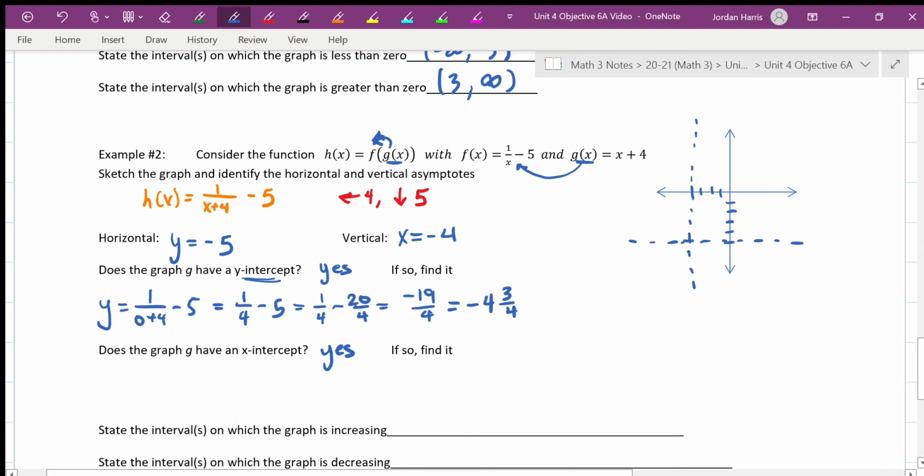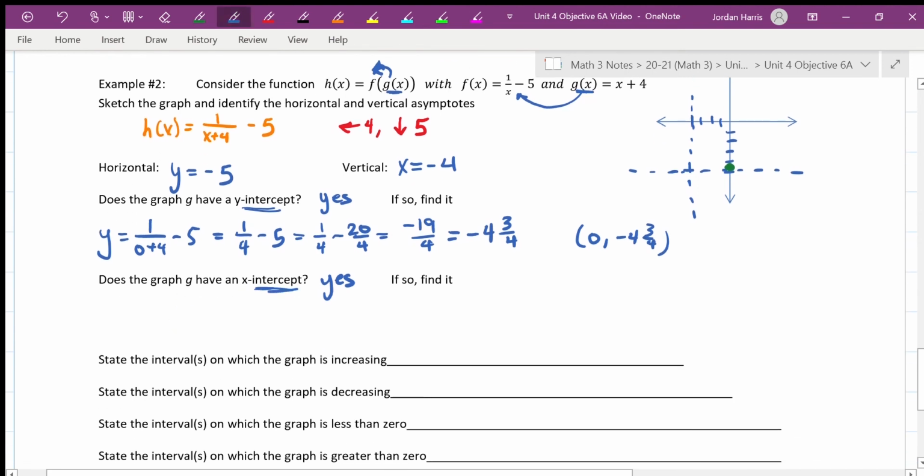So I'll plot that point. Negative 4, 1, 2, 3, 4. It's a y-intercept, so 1, 2, 3, 4, and 3/4. So really, really close to that asymptote, but never crossing it. So my y-intercept is (0, negative 4 and 3/4).